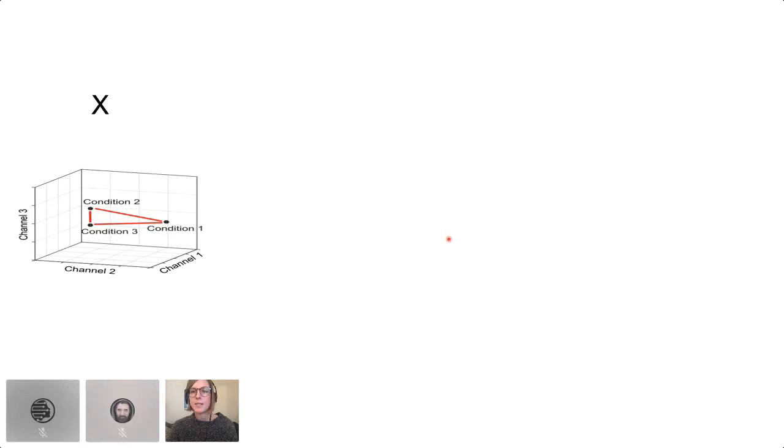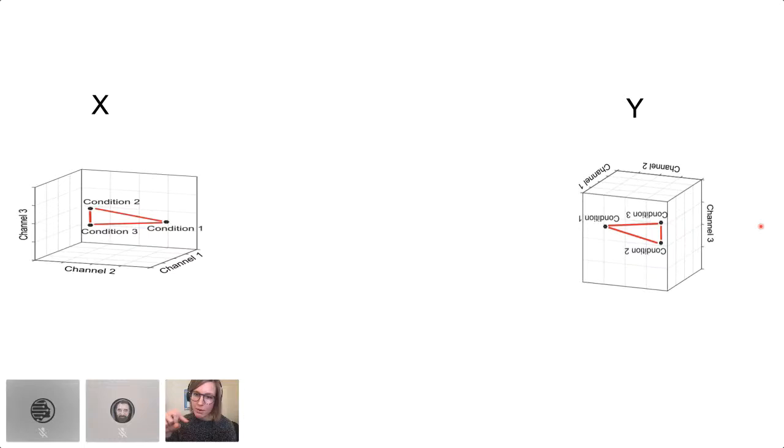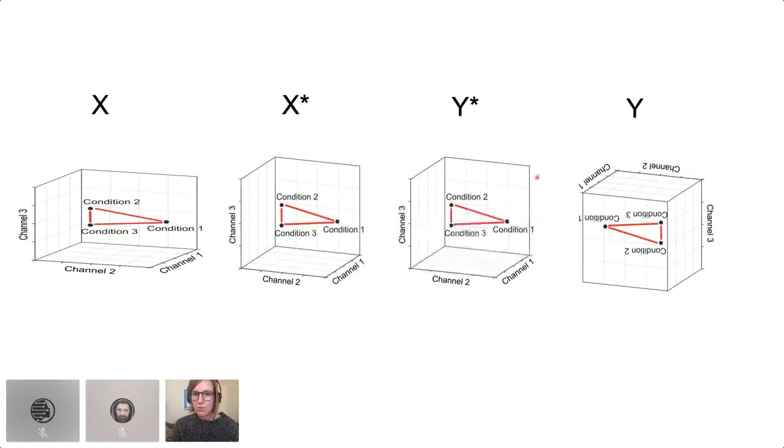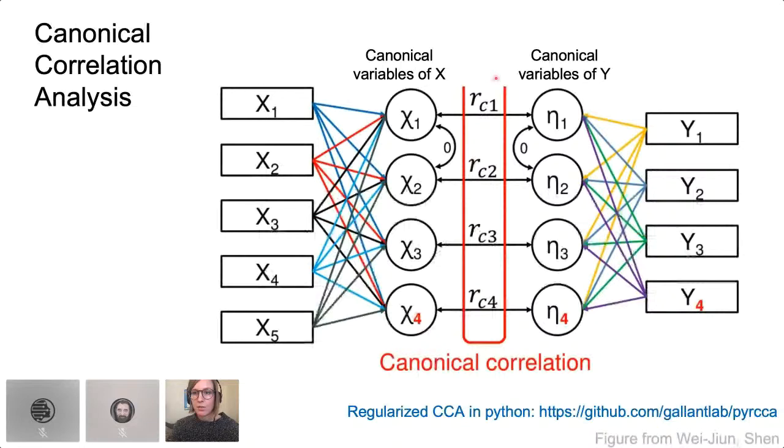So for example, let's imagine this is your X data. So you have some representational space defined by your measurement channels, which could be voxels in this case. And you've observed several experimental conditions or stimuli, which are points in this space. And let's say this is your Y data, which looks pretty similar to your X data if you could only turn it upside down and stretch it a little bit. So CCA will learn to squish X and to turn Y upside down such that the canonical variables X star and Y star are maximally aligned. And these R values, these canonical correlations between the canonical variables, summarize how well aligned these canonical variables are. And if you average these, this gives you a symmetric similarity metric.